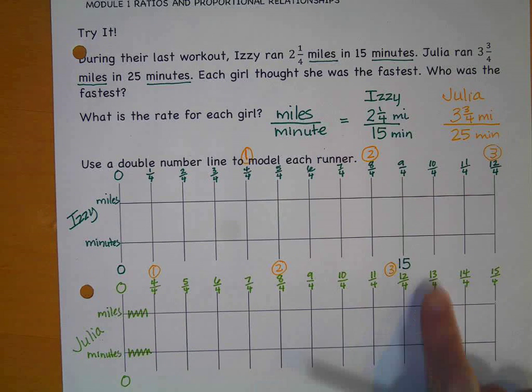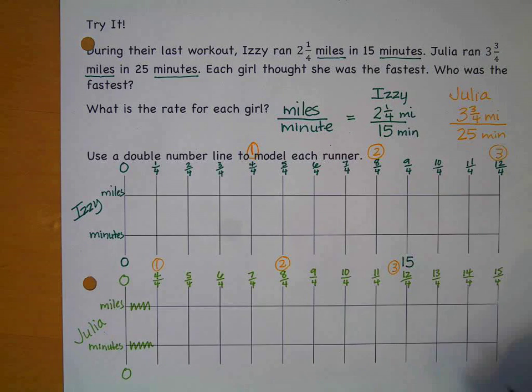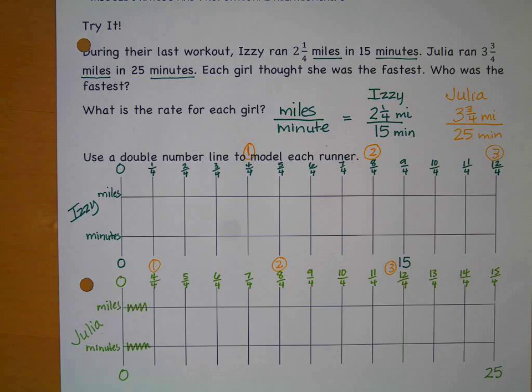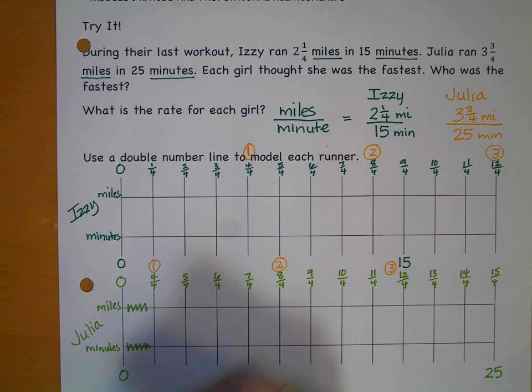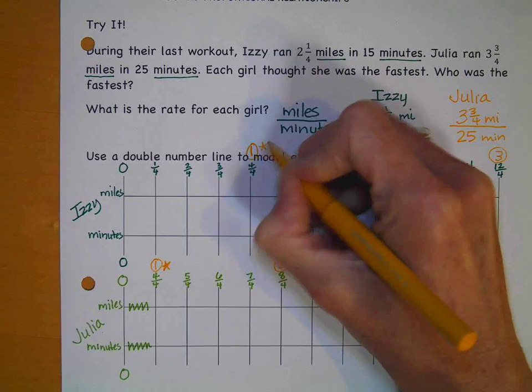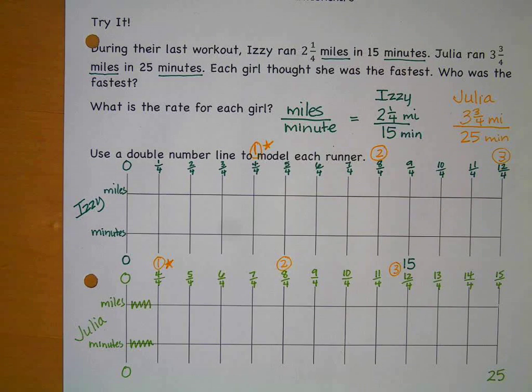So Julia actually ran 3, which happens to be right here, and 3/4. 1, 2, 3. We did fit in 25 minutes. So this is how long it took Julia to run hers, okay? So that's kind of helpful in us figuring it out. And so what we're trying to do is figure out 1 mile. So the 1 mile mark on both of the graphs is actually in a different spot. This right here says 1, so that's the 1 mile mark. This is the 1 mile mark.